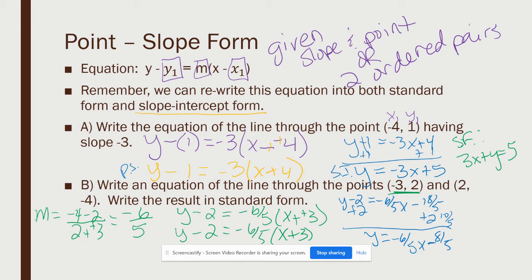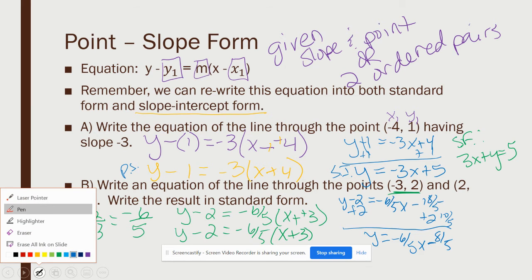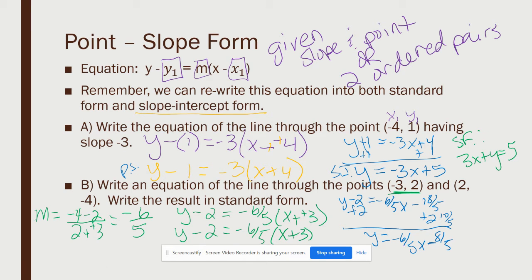For standard form, remember standard form ax plus by equals c doesn't have any fractions. So my first step for writing in standard form would be to multiply everything by 5, which are the denominators of my fractions on the right side. So if I multiplied everything by 5, I get 5y equals negative 6x minus 8. We would then add 6x over to be with the y, so that standard form is 6x plus 5y is equal to negative 8.